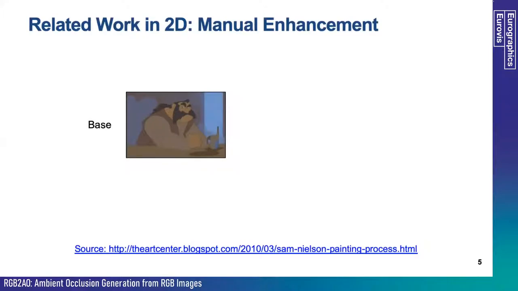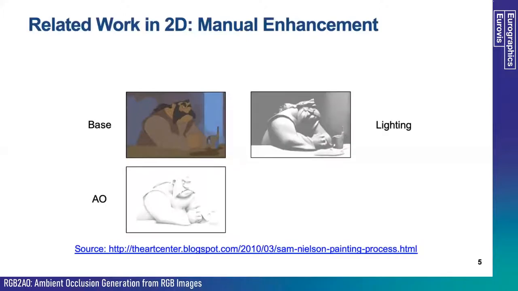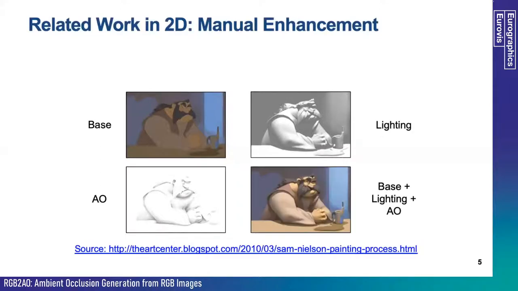Professional artists working with 2D content have also developed creative techniques leveraging AO-like information to enhance the realism and the impression of their artworks, such as photographs, paintings, and illustrations. For example, given a base color illustration, an artist manually draws light and AO layers and merges them to create a fine-looking result. However, it requires significant effort and time for users. Thus, we are interested in fast and automatic approximation of such a procedure.